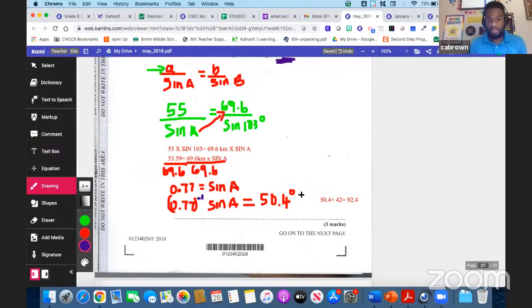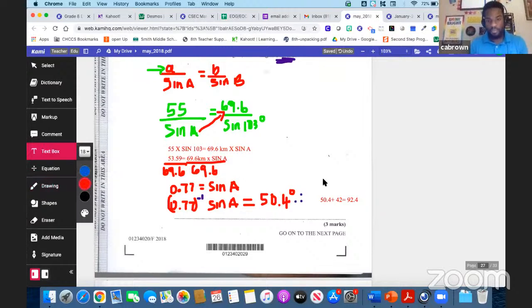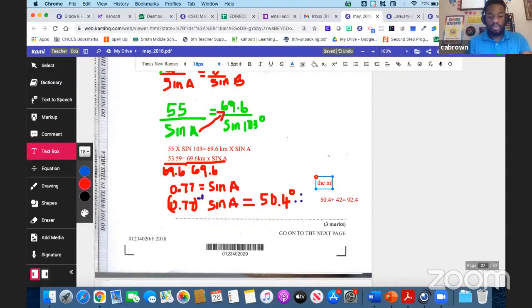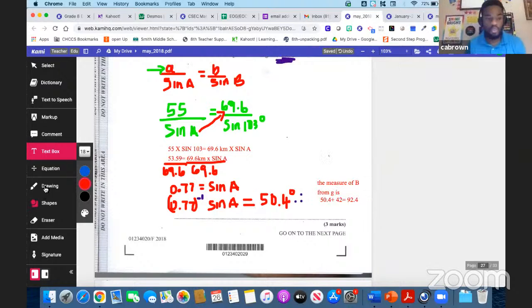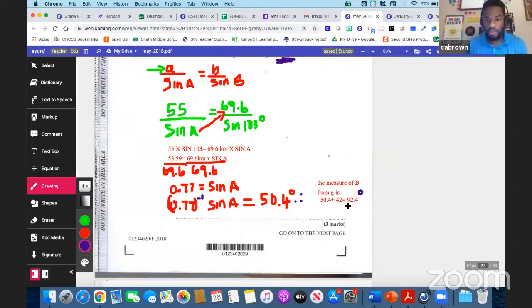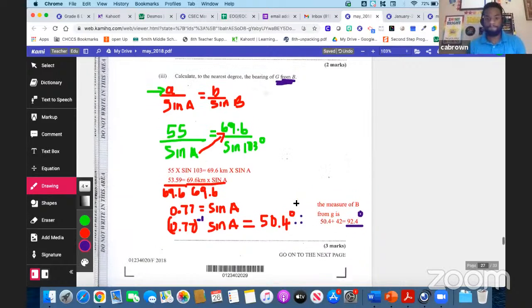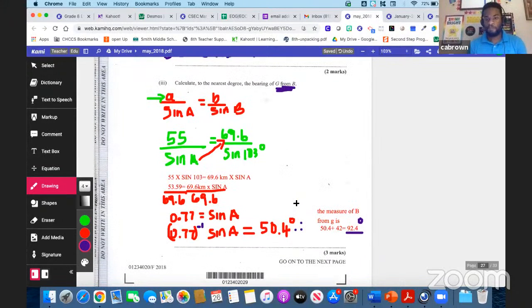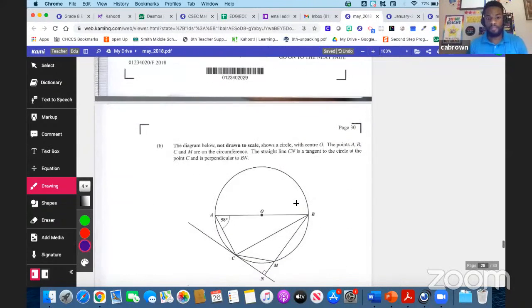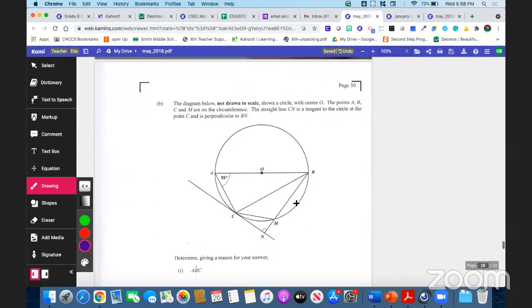Can put a little statement. So therefore, the measure of B from G is 92.4 degrees. We're talking about variance. And that's our 3 marks. All right. Still on trigonometry and geometry.